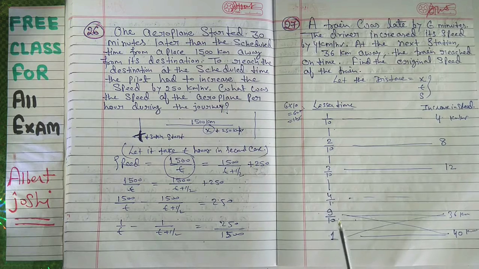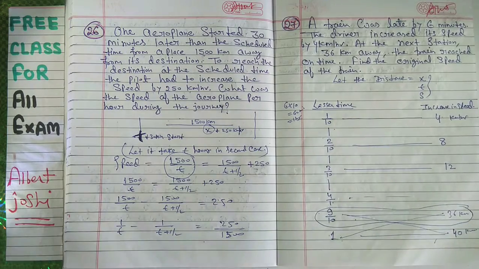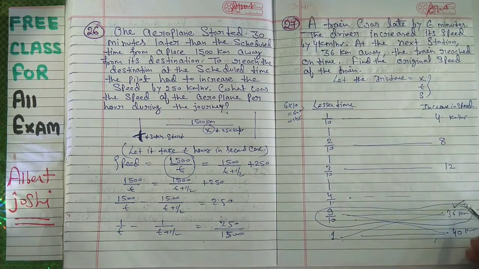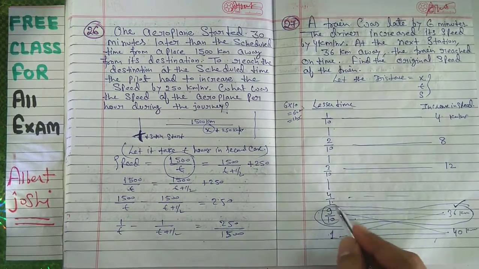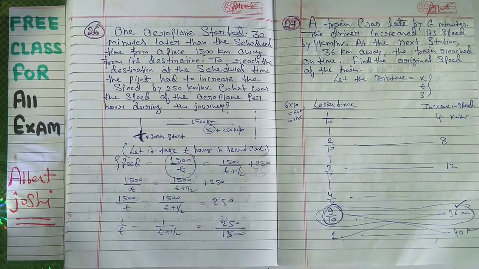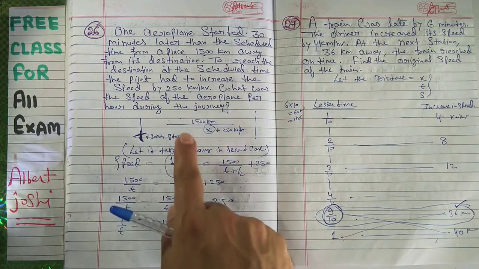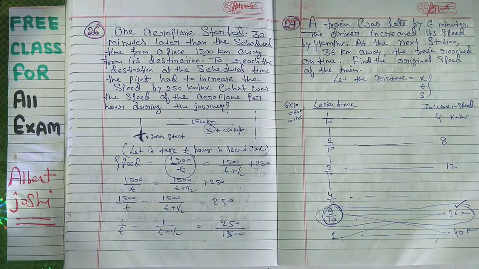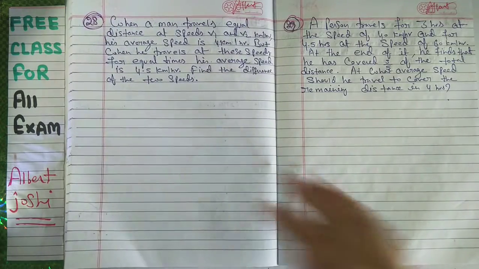36 into 1 is 36. 9 upon 10 into 40 is equal to 36. So it means that your above value will be your answer. Your speed is 36 kilometer per hour and your time is 9 upon 10. This is the best solution. I think that you understand. We have also explained this and this also. Okay, so now the next question.